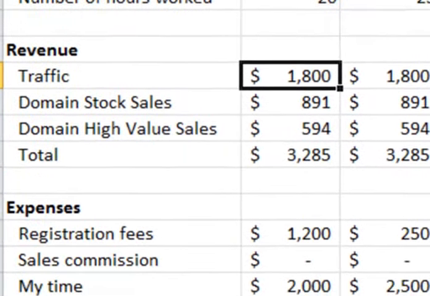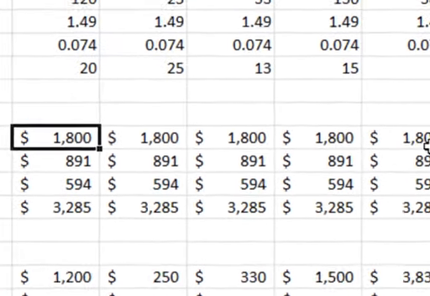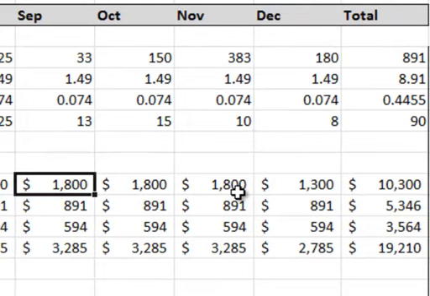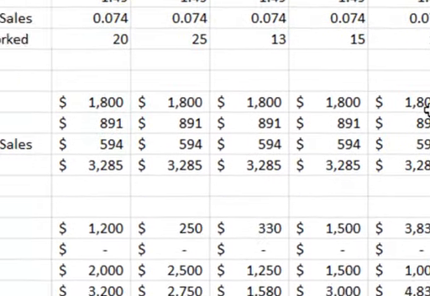So when I take a look at the revenue, for instance, we have a traffic revenue. I said, okay, let's imagine we're doing $1,800 a month, and it falls off a little bit in December because most people go on holidays or don't go online towards the end of December.